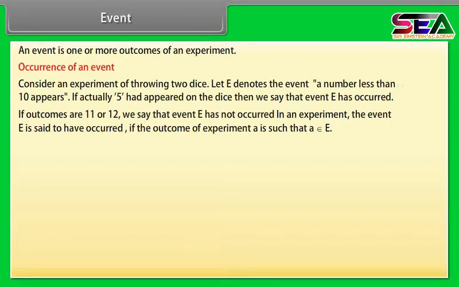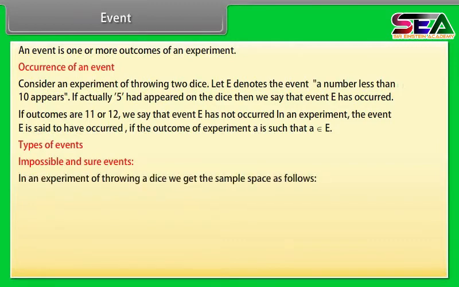In an experiment, the event E is said to have occurred if the outcome of experiment A is such that A belongs to E. Types of events. Impossible and sure events. To understand it, let's take an example. In an experiment of throwing a dice, we get the sample space as follows. S is equal to 1, 2, 3, 4, 5, 6.